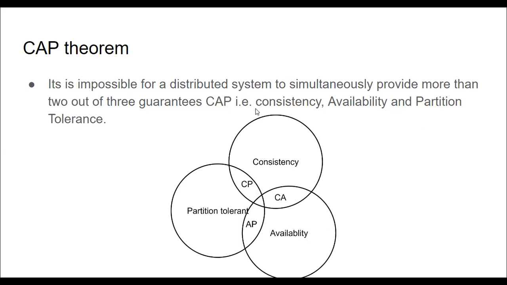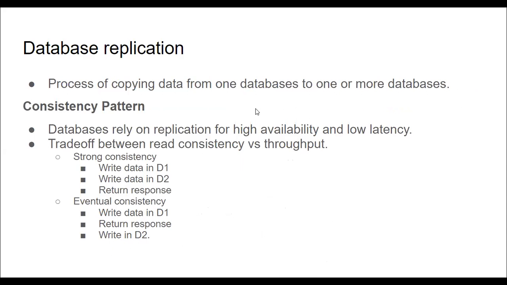Now let's discuss database replication. What is database replication? The process of copying data from one database to one or more databases is known as database replication. And we have another concept called the consistency pattern. What is a consistency pattern? Databases rely on replication for high availability and low latency, and there is a trade-off between read consistency and throughput.